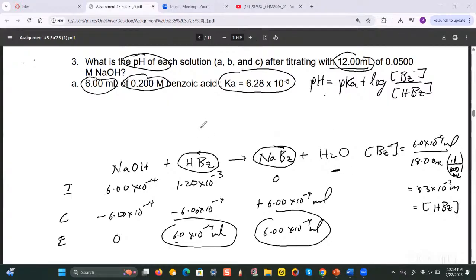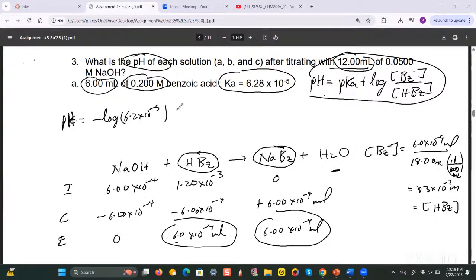So now we plug these values into the Henderson-Hasselbalch equation. pH would be equal to pKa, which is minus log of Ka, which is 6.2 times 10 to the minus 5. And then we add that to log of the concentration of Bz minus, which is 3.3 times 10 to the minus 3 M, divided by 3.3 times 10 to the minus 3 M.